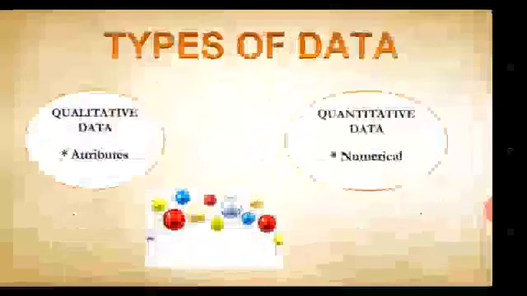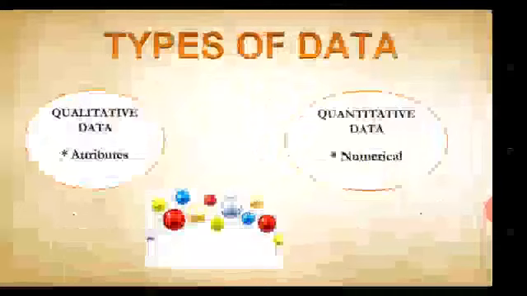Alright, as I was mentioning earlier, data are of two types. The very first type is qualitative data, and the second type is quantitative data. Qualitative data deals with attributes. Quantitative data deals with numbers. So I can say qualitative data are non-numerical in nature. What do you mean by the term attributes? It refers to the characteristics, the qualities.